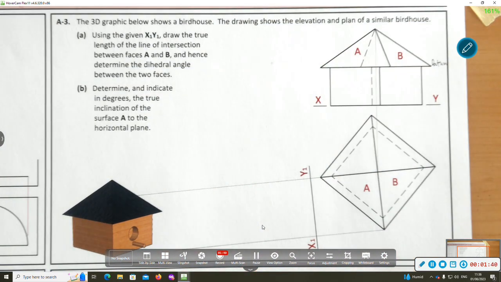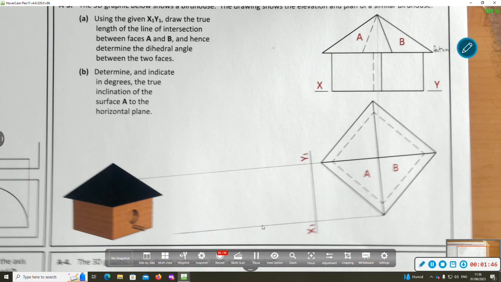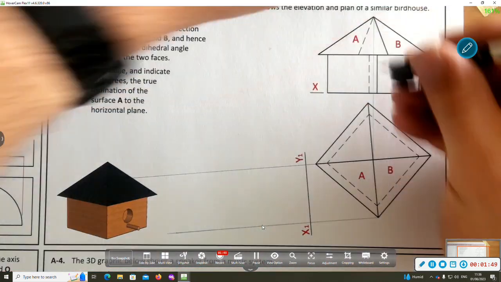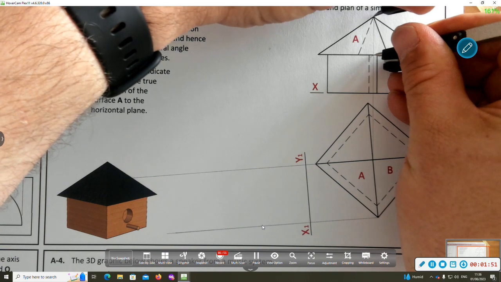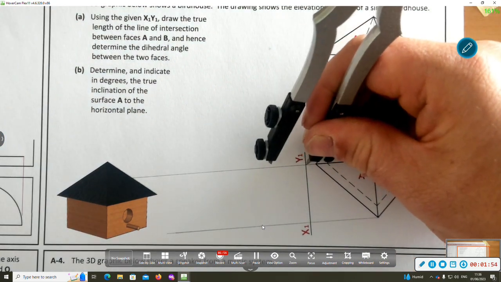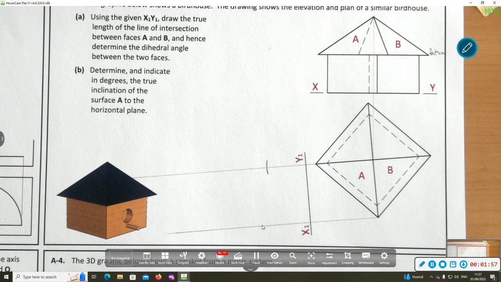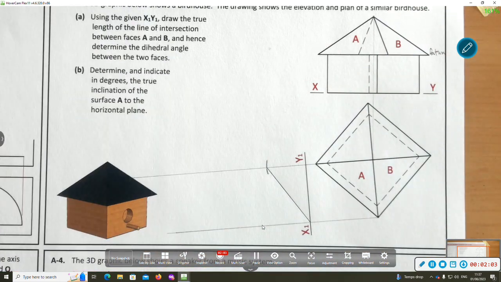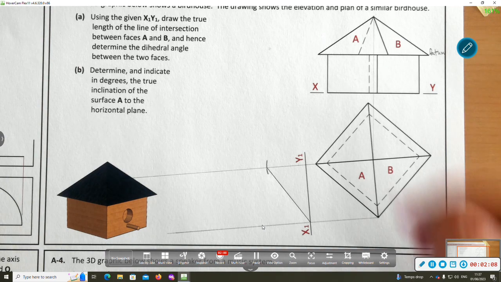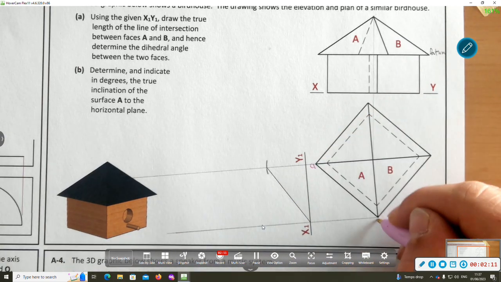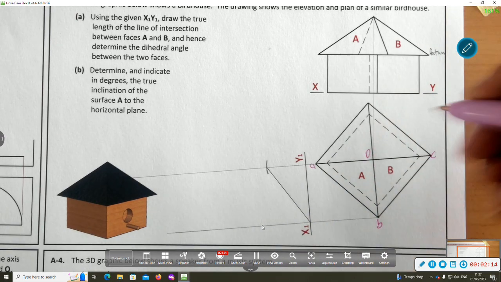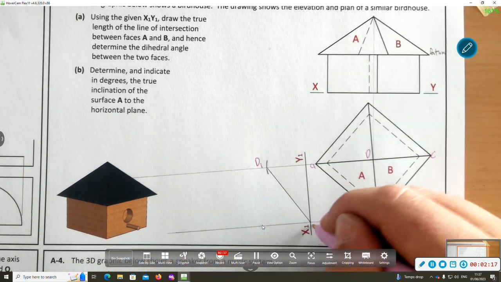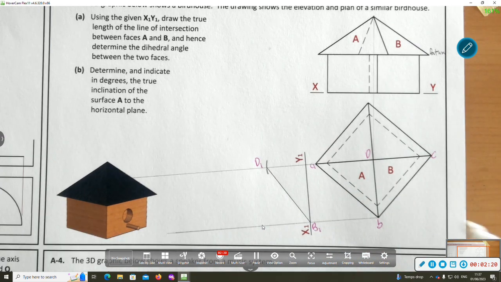I'm going to get my compass. So I'm going to take the height from elevation. So just this distance here. I'm going to plot it along here. And I'm going to draw this line here. Now, we're going to label these points. So, A, B, C, D. So this is D1, and this is B1. That's the true length of the line of intersection.